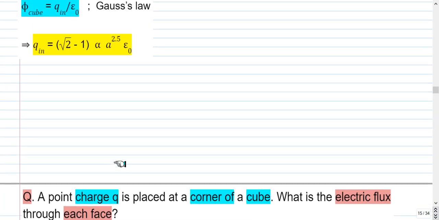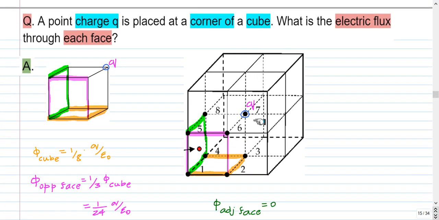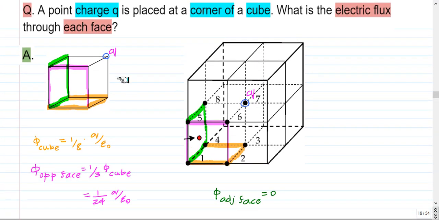This is the next question. The point charge Q is placed at the corner of a cube. What is the electric flux through each face? You can pause and attempt this question. So this is a cube, and at the corner of the cube there is a point charge. So you have to find the electric flux through all the 6 faces of this cube.